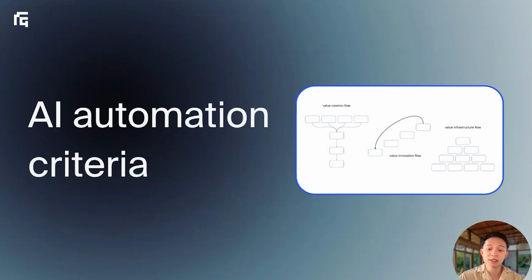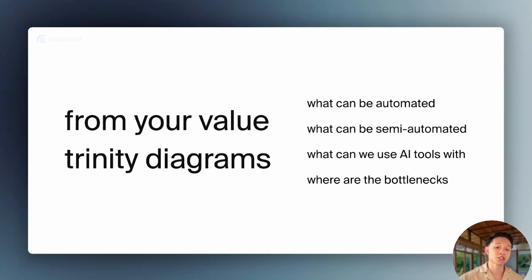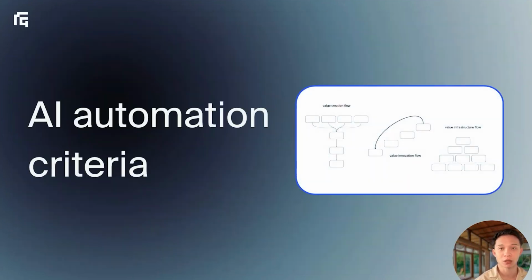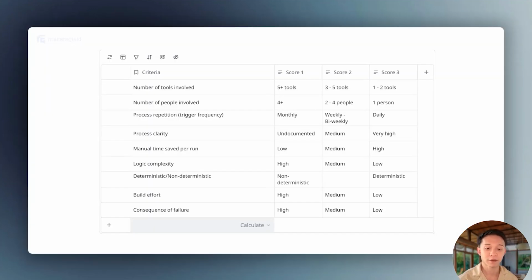Now, just a quick bonus to help you decide. When you answer these questions, you ask yourself these questions, and then you have a list of automation ideas. Now, to help you decide which automations you should start building first and what are the quick, easy wins, use an AI automation criteria, which is basically a table that I've created.